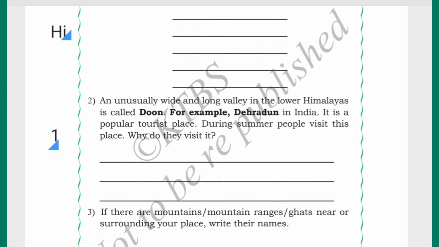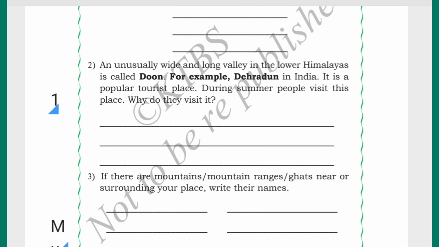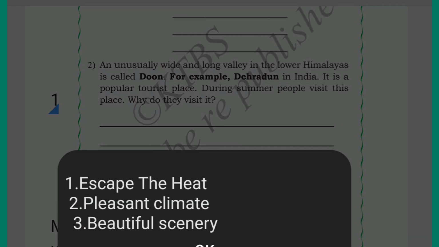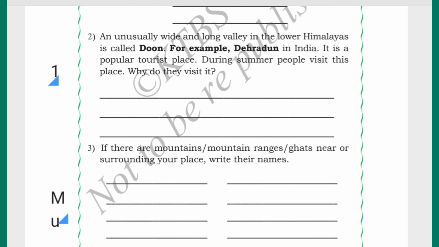The next question is, an unusually wide and long valley in the lower Himalayas is called a dune. For example, Dehradun in India. It is a popular tourist place. During summer, people visit this place. Why do they visit? Answer is, to escape the heat. Next one is, there is a pleasant climate. Third one is beautiful scenery.